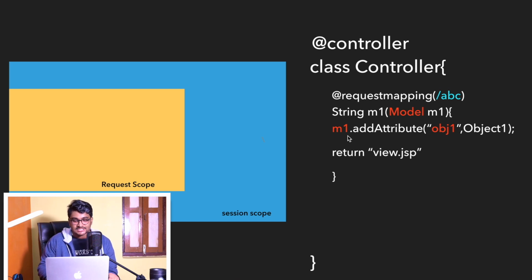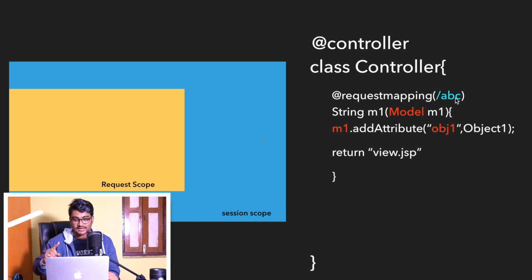And now imagine that in this M1, I am adding obj1, which is my key, and then an object. You can add any object here. Imagine that there is an imaginary object that I have added to the model. And then I am sending view.jsp as a response to the user. So whenever the user enters /ABC, he'll get view.jsp as a response. Pretty cool. Nothing challenging here. Pretty understandable, right?